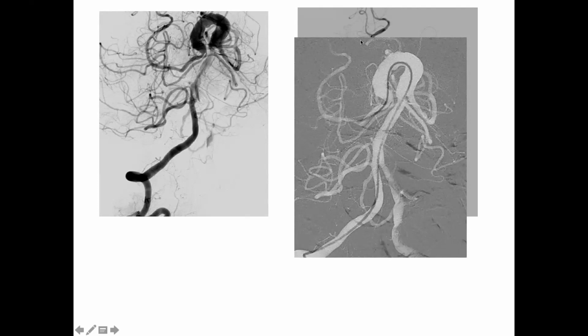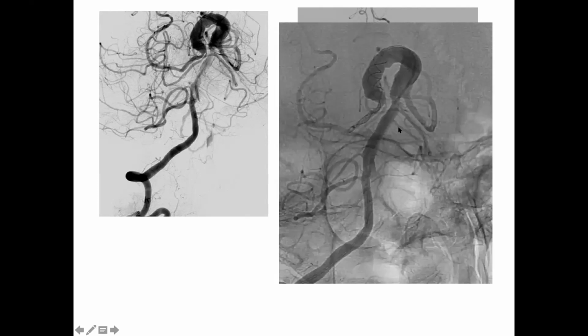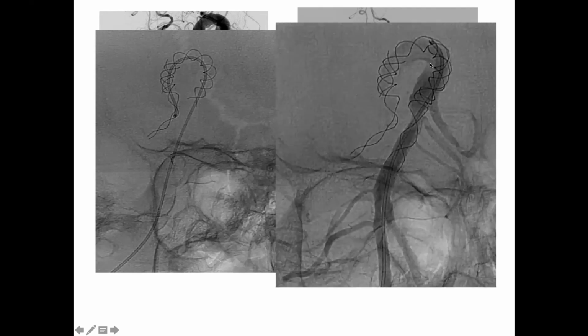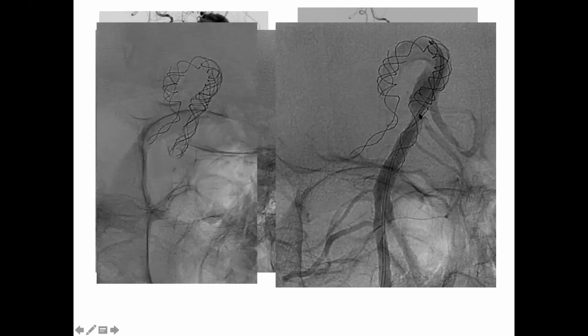This is the road mapping. First, Leo stent. Second, two more Leo stents, total 4 Leo stents, and 2 more stents to have a good compact packing in the aneurysm.